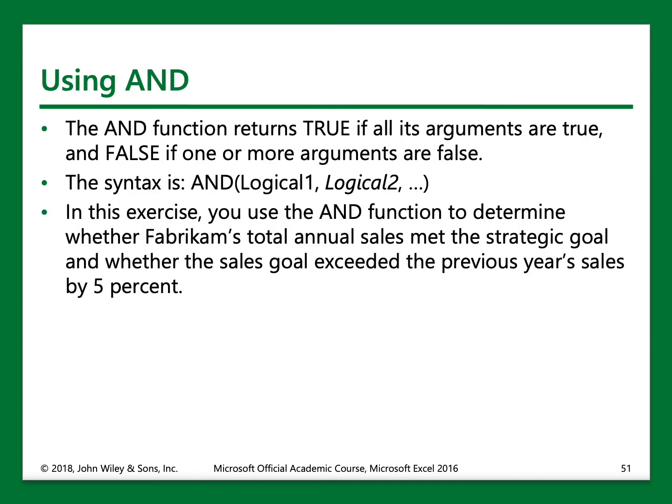So the next logical thing we're going to look at is the AND function. The AND function returns true if all its arguments are true, and false if at least one or more are false. So the syntax of that is AND, and then logical test 1, logical test 2, logical test 3, etc. In this exercise, you're going to use the AND function to determine whether Fabricam's total annual sales met the strategic goal and whether the sales goal exceeded the previous year's sales.